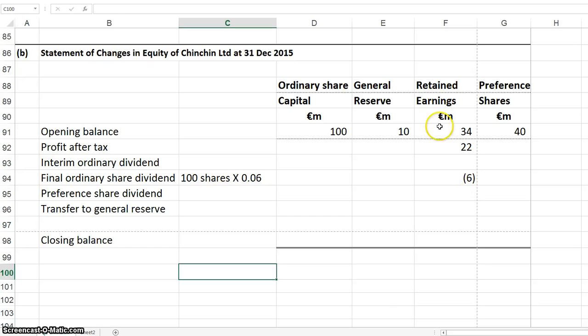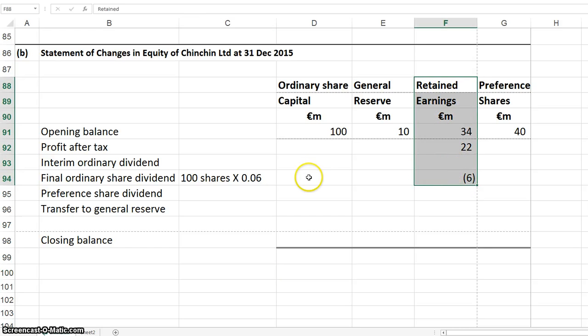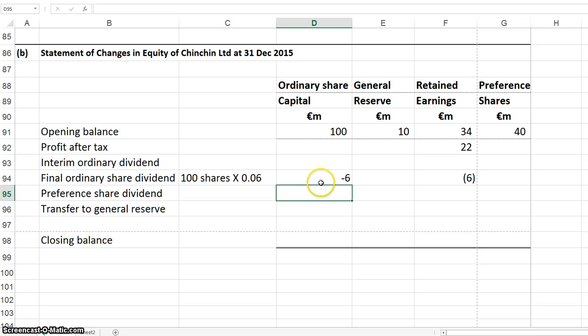It's important you put it under retained earnings. Some people make a mistake and put the 6 under ordinary share capital. That would be wrong. So don't do that, because it doesn't affect the ordinary share capital. It reduces the retained earnings.